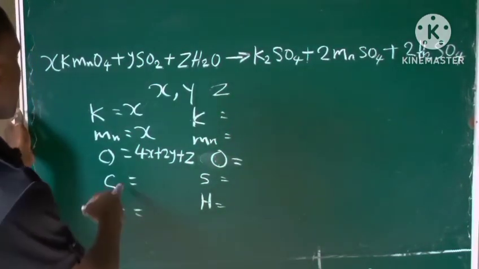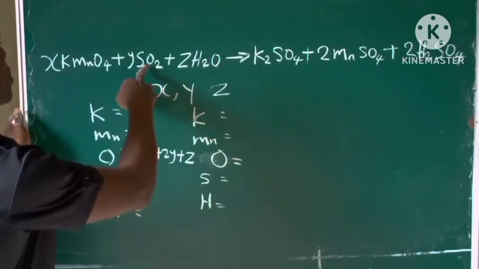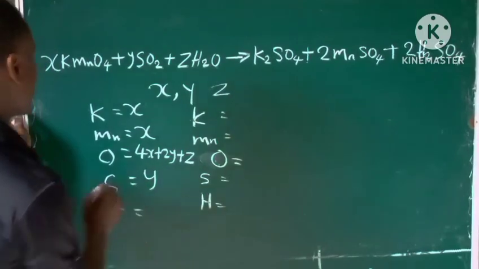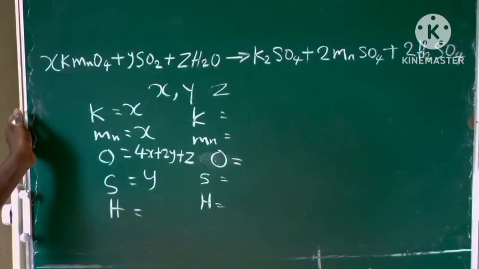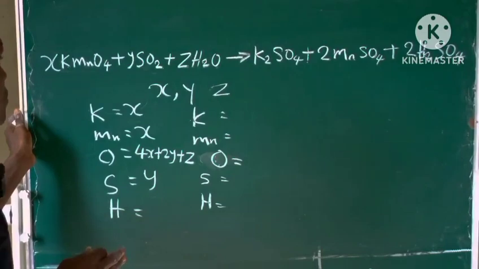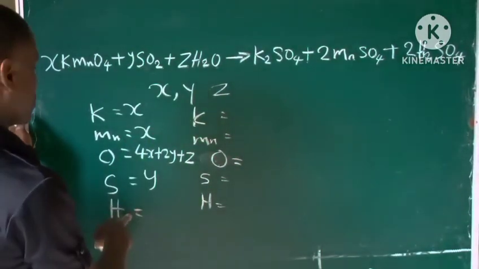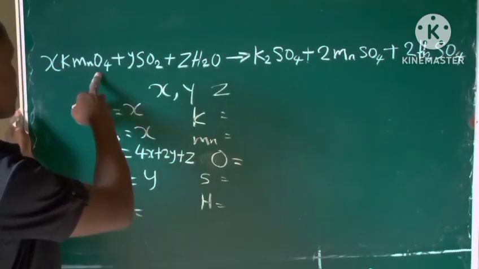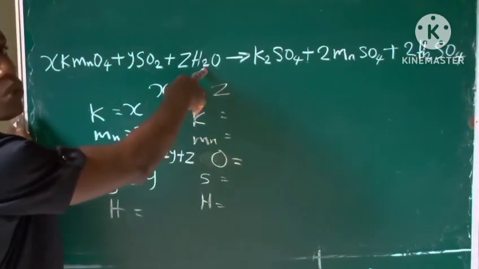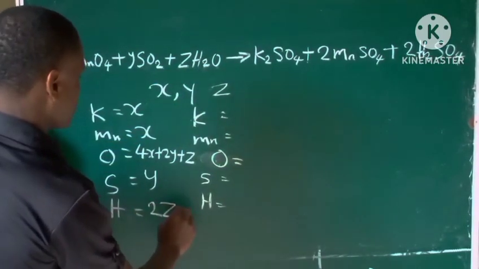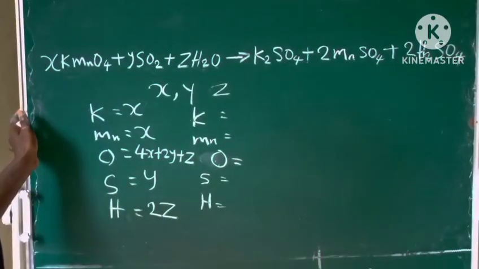Let's come to sulfur. Sulfur has only one atom here, so 1 times Y will give us Y. When writing down the atoms, you have to be very careful to look at everything, for you not to make any mistake. The last one is hydrogen. Hydrogen has 2 atoms here, so 2 times Z is 2Z.